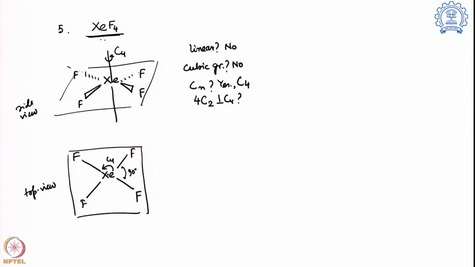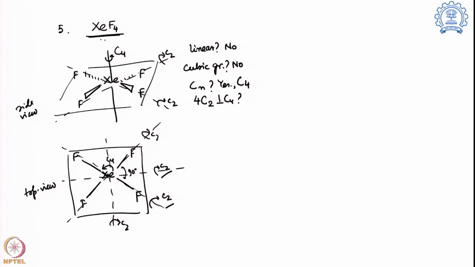Over here you can see we have gone through that earlier also. Two sets of C2s will be there, which will be going through the fluorine-xenon-fluorine bond, whereas the other two will be going through the other fluorine-xenon-fluorine bond. There is one C2 and there is another C2. So all together you have 1, 2, 3 and 4 C2s present. The answer is yes, it belongs to the dihedral group.